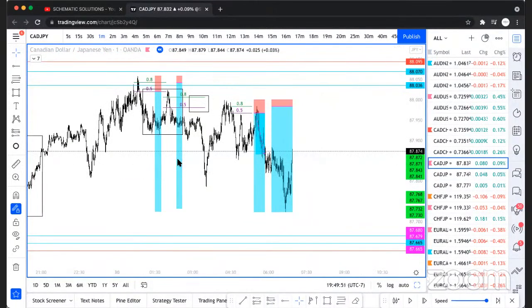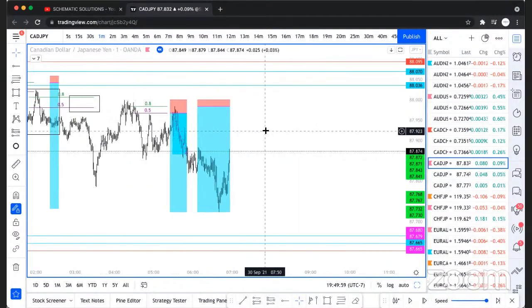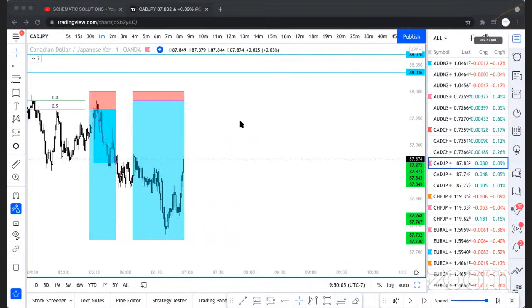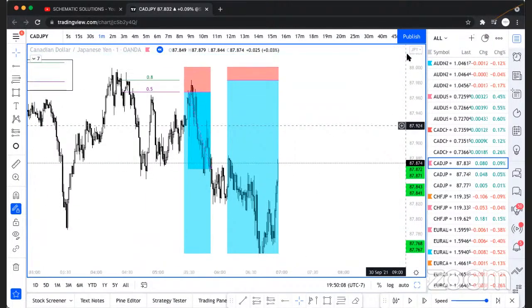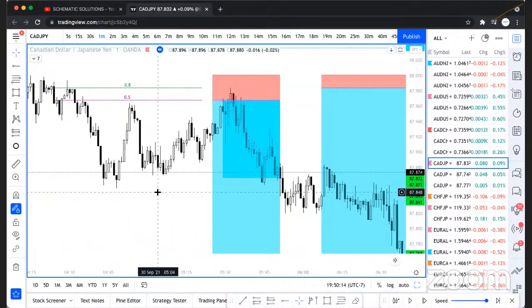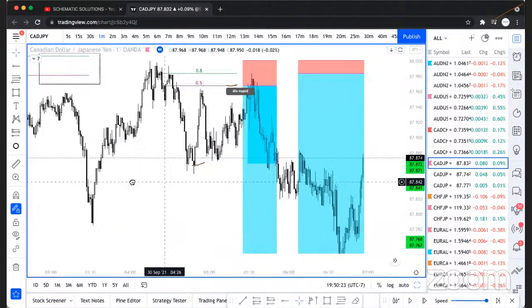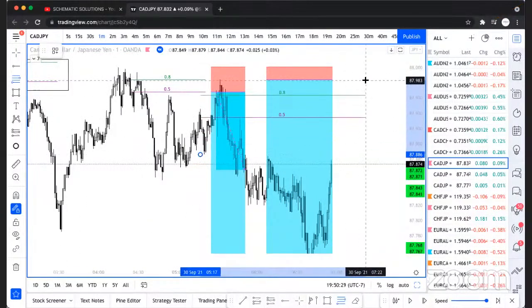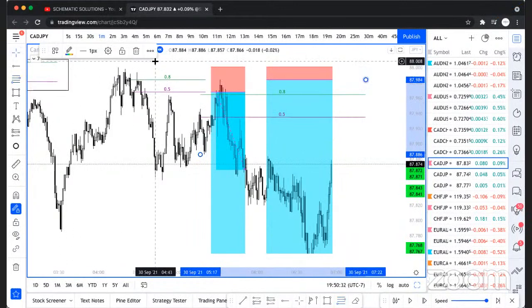Are you looking for reentries? Yeah. Got you. So how are you looking for your reentries, brother? Because on our 1 minute, I personally would probably be looking from right here to right here. Got you. And are you looking at 50 and 80% of that? Yeah. Got you. 50 and 80% of that.